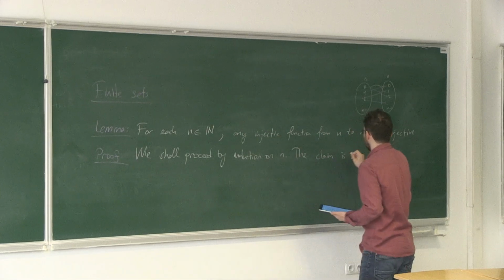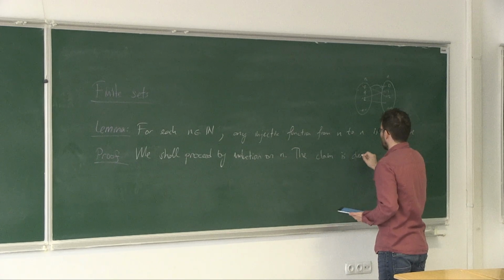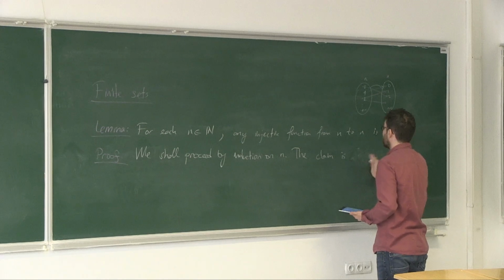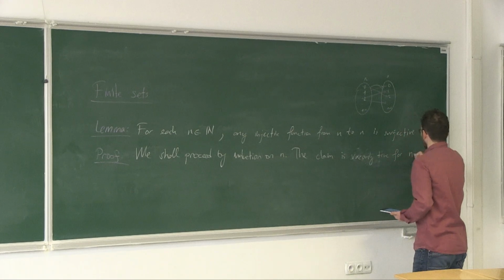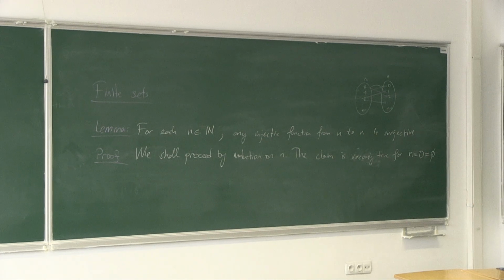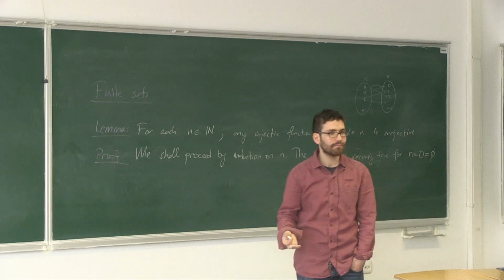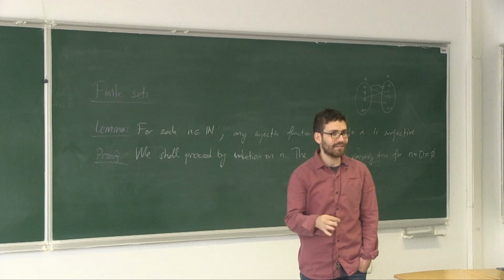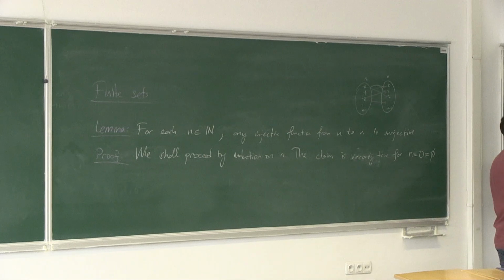The claim is, I shouldn't really say vacuously true. It's clearly, no, it's actually vacuously true. Never mind. Vacuously true for n equals 0. Zero is the empty set. How many functions are there from empty set to empty set? Not quite. None means that there are no functions. Exactly. There is only one function from empty set to empty set, namely the empty function.